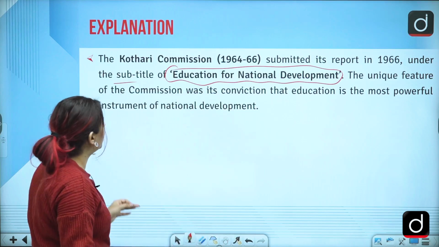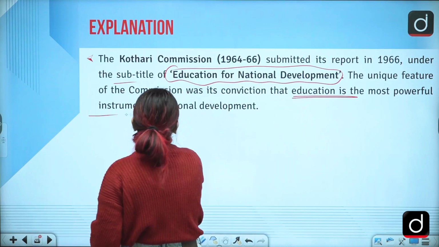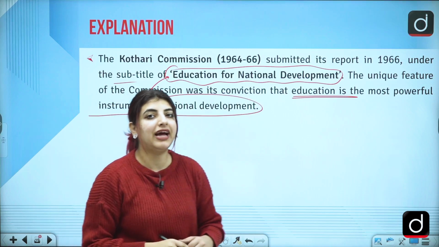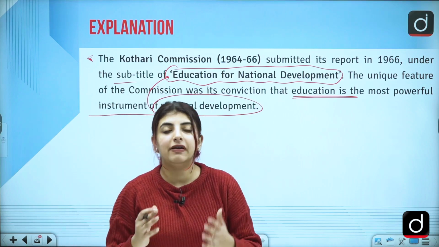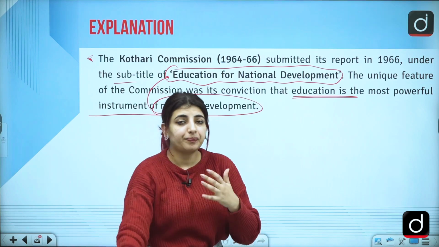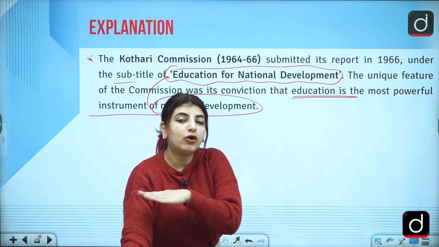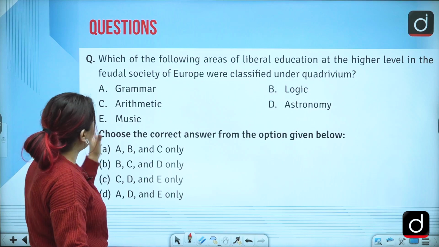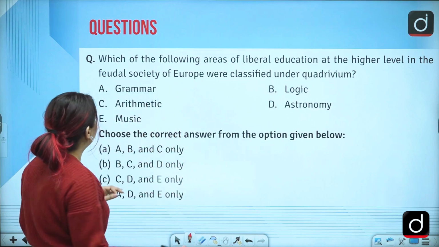The unique feature of the commission was its conviction that education is the most powerful instrument of national development. Hence this subtitle, Education for National Development. The more the people or the students in the country are developed in mindset through the educational framework, the more the country will develop on a national scale. Correct?